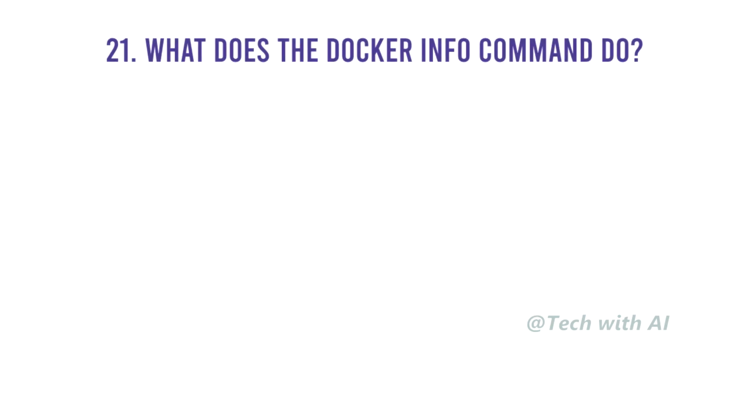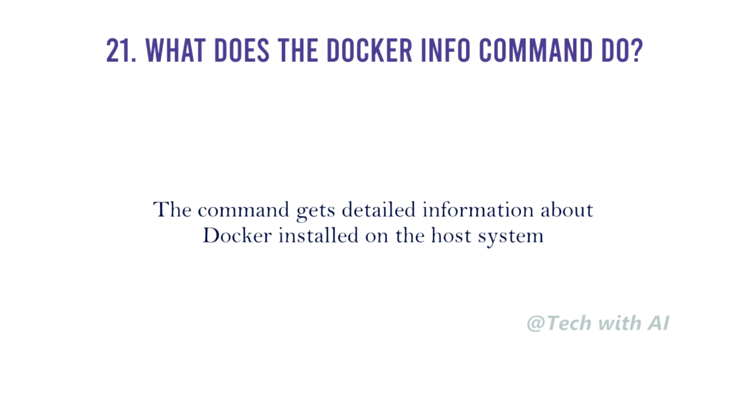What does the docker info command do? The command gets detailed information about Docker installed on the host system. The information can be like what is the number of containers or images, and in what state they are running, and hardware specifications like total memory allocated, speed of the processor, kernel version, etc.